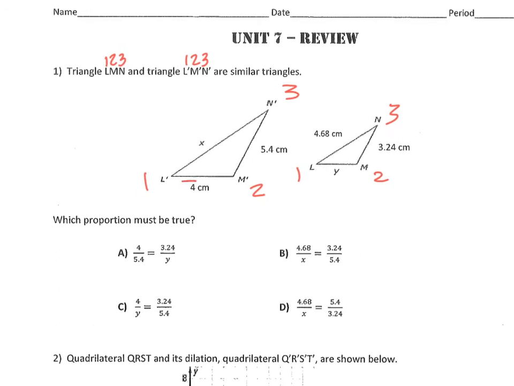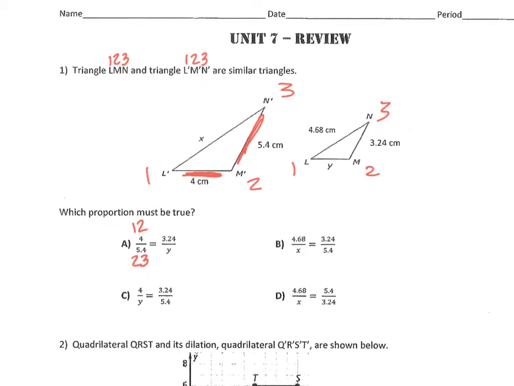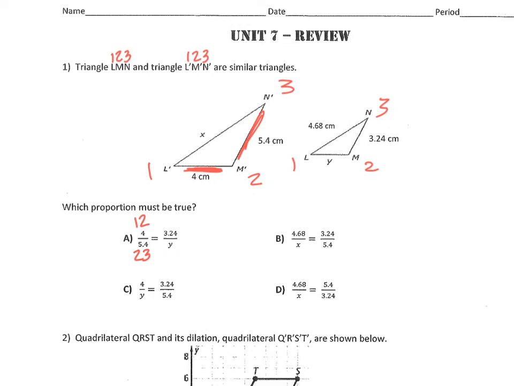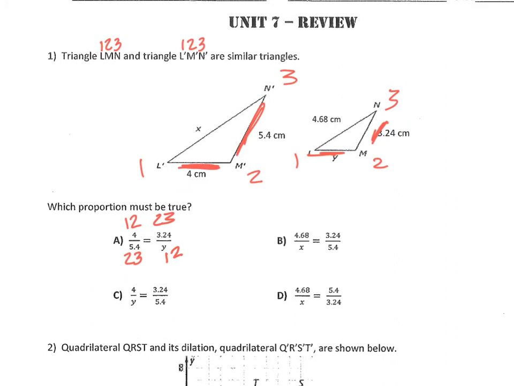So the side length of 4, like we said a second ago, is between 1 and 2. 5.4 is between 2 and 3. And so then on our smaller triangle, 3.24 is between 2 and 3, and y is between 1 and 2. So what you're looking for is for them to be exactly the same. So are those exactly the same? Do they equal each other? No.